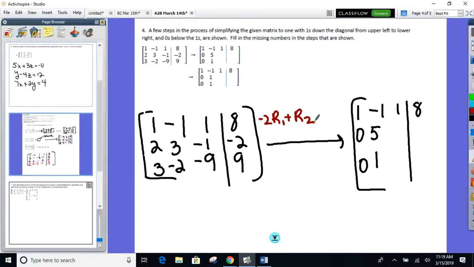So -2 plus -1. What's your next number? -3. And then let's see, -16 plus -2. What's your last one there? Yep. Everyone all right? -18.